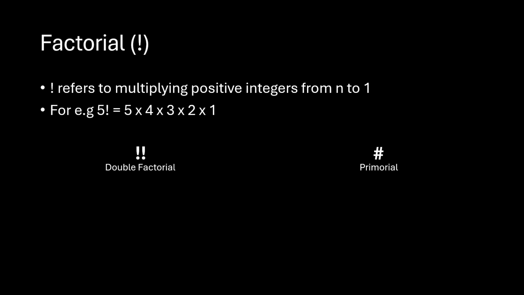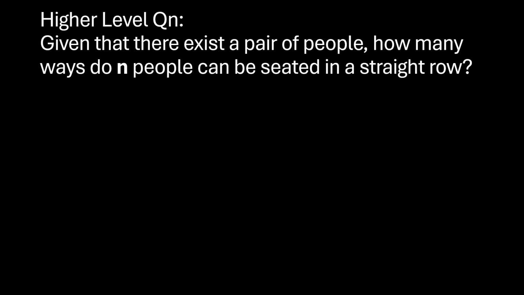So here's a high level question where it's going to be quite difficult at first. Given that there exists a pair of people, in how many ways can n people be seated in a straight row? So the answer to this is going to be 2 times (n minus 1) factorial. If you want to think about why, you can feel free to pause it. We're going to show you the visual proof of why.